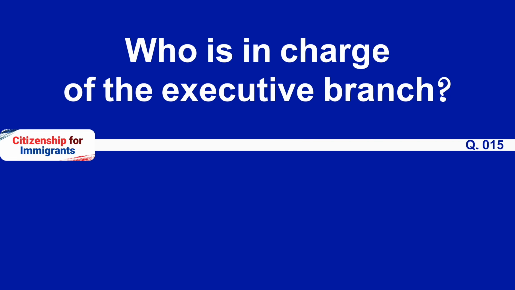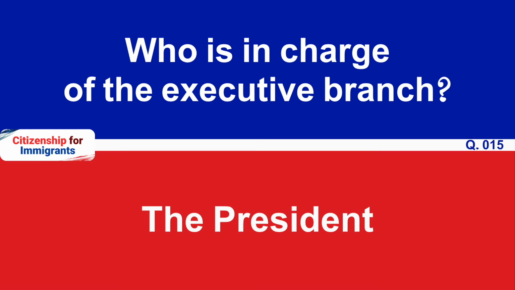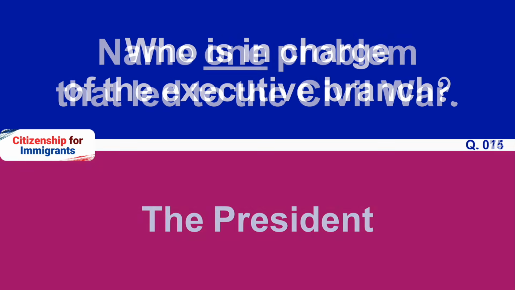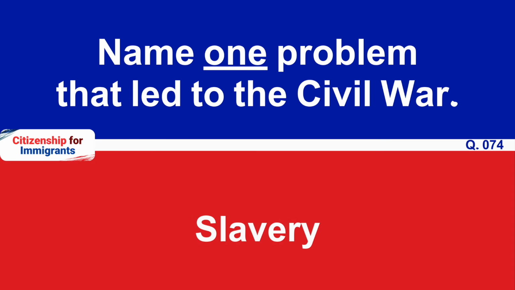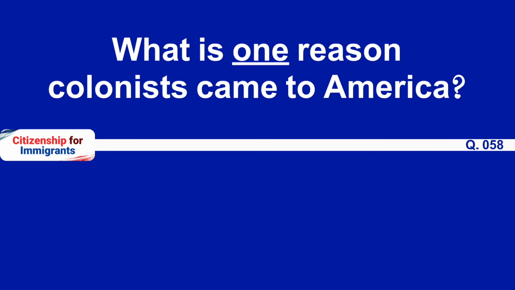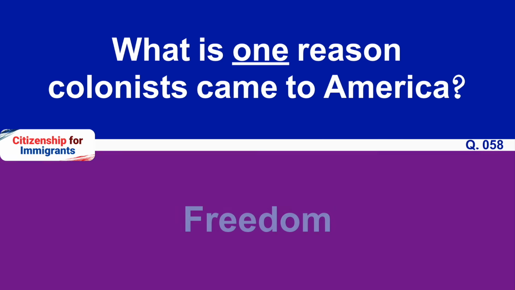Who is in charge of the executive branch? The President. Name one problem that led to the Civil War. Slavery. What is one reason colonists came to America? Freedom.